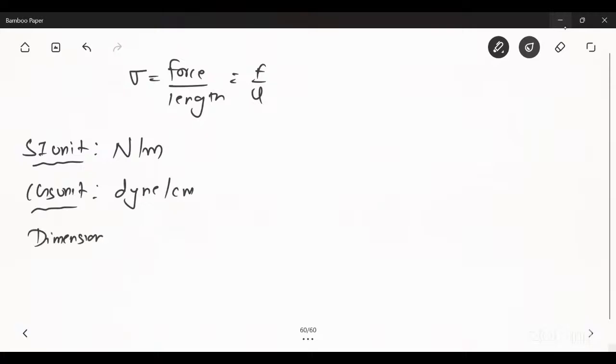Now come to its dimension. Force has dimension MLT minus 2 and length has dimension L. So MLT minus 2 upon L, so you will get MT minus 2 as its dimension. Its dimension is very important. Viscosity dimension is very important and gravitational dimension is very important from your exam point of view. So that was your surface tension.